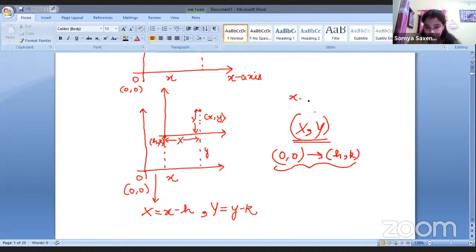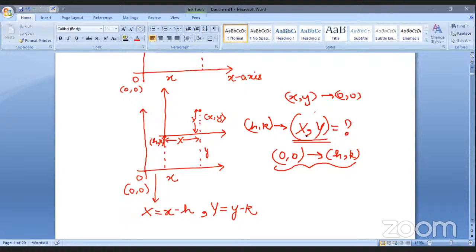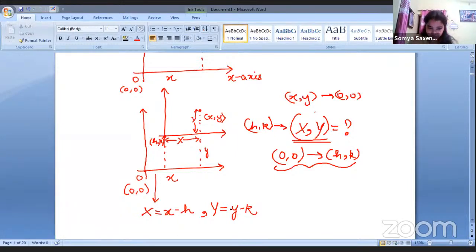So when the origin is shifted, what will be the new coordinates? Initially they were x, y, when the origin was 0, 0. Now when the origin is h, k, what would be the coordinates? If we know the initial coordinates, and if we know that the origin is shifted to some point h, k, can we find out the value of the new coordinates? Yes or no? Yes, ma'am. Right. So this is what we're trying to derive here: the value of the new coordinates when the origin is shifted from the 0, 0 point to the h, k point.